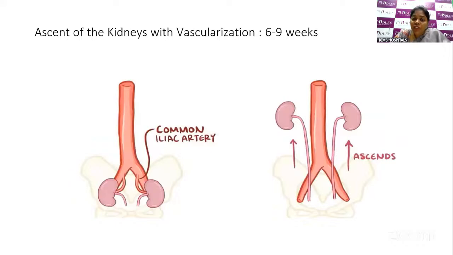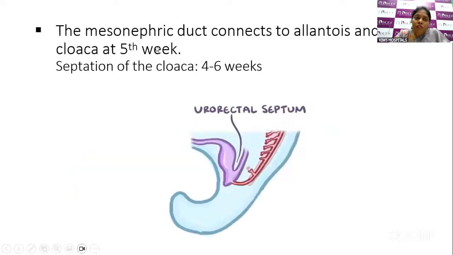So from 6 to 9 weeks, we see the vascularization of the kidney is done by the common iliac arteries. But after 10 weeks, there is an ascent of the kidneys which starts taking place. So then the abdominal aorta divides and forms the renal vasculature. We see the renal artery formation here, which then starts vascularization of the kidney, and the blood supply to the kidneys is formed from the renal vessels. So this, and we'll go back a little more.